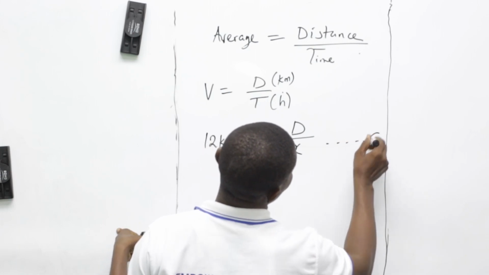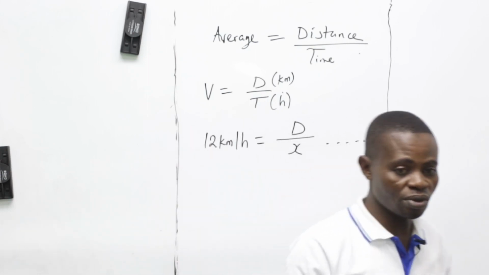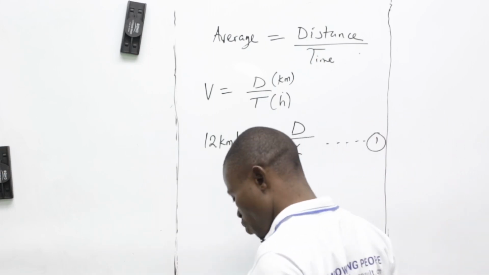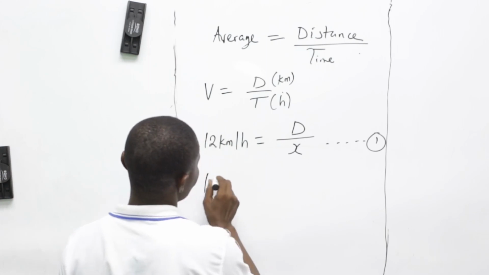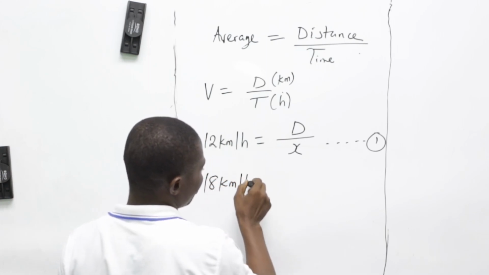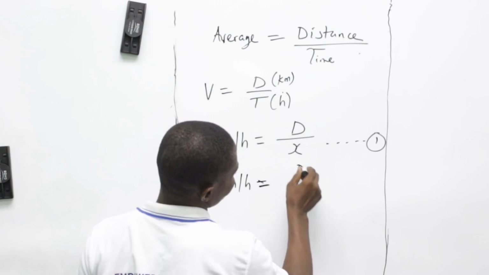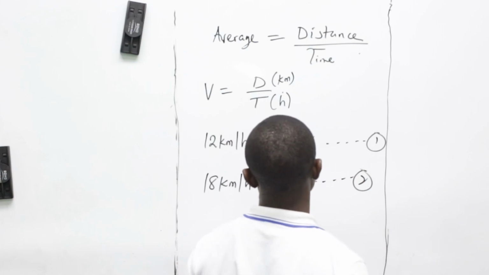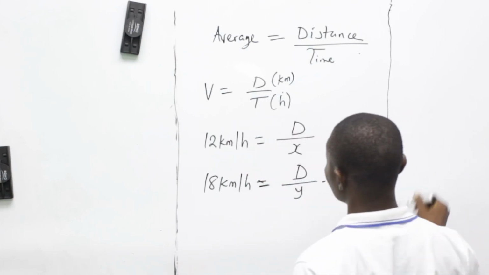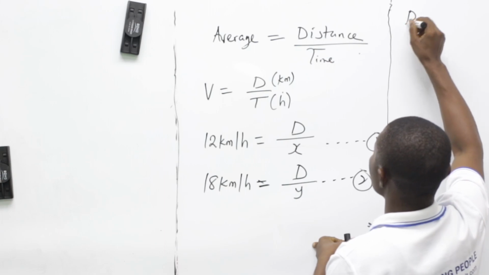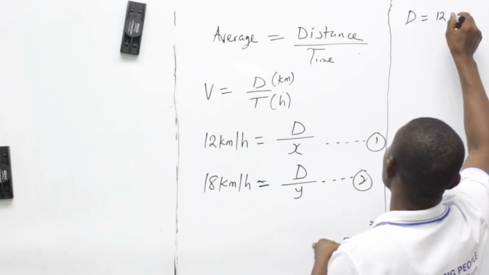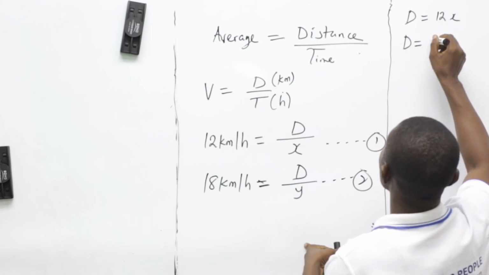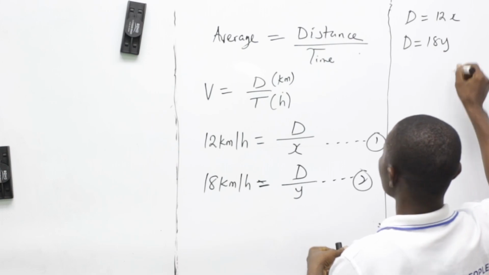Call it equation 1. It's still leading us to simultaneous or a linear equation. That's equation 1. Secondly, 18 kilometers per hour equals distance all over time. What is the time? y. Equation 2. If you watch very well, you're going to see that D equals 12x in equation 1, and D equals 18y in equation 2.